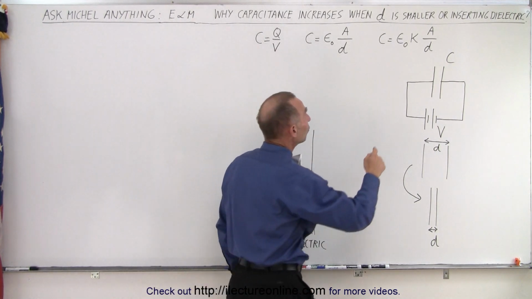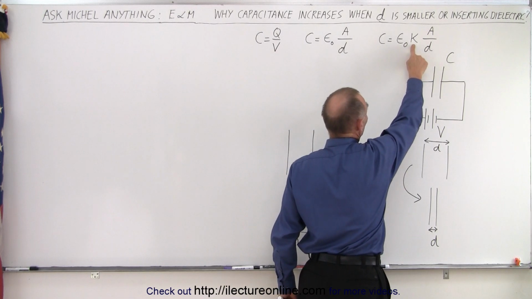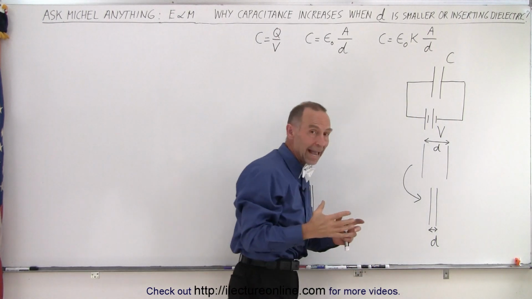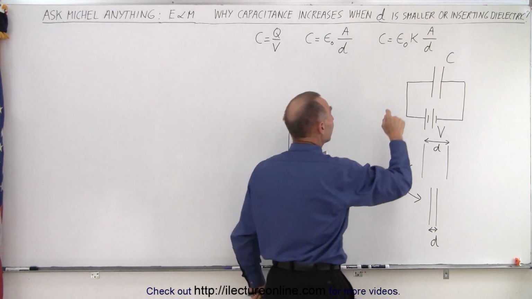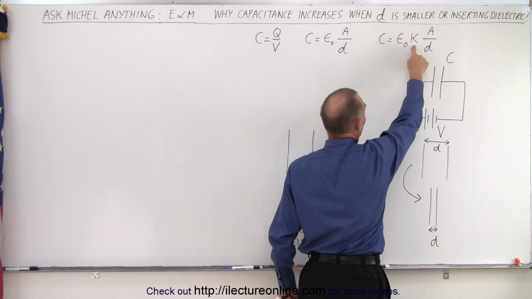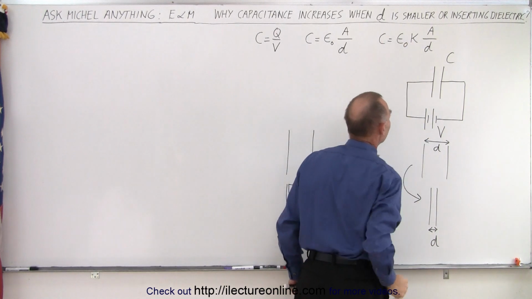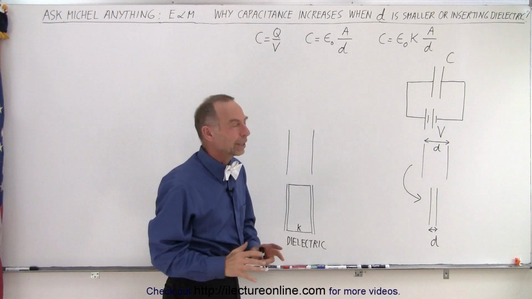And then when you insert a dielectric with a certain dielectric constant, and that k is usually greater than 1, it's always greater than 1, then of course the capacitance increases by inserting a dielectric. And again, why would that be the case? So let's try to explain it.